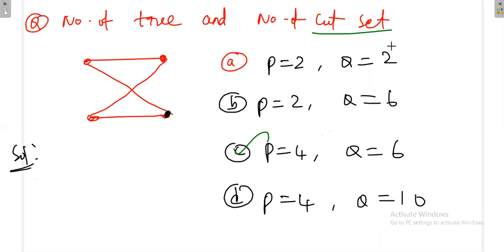Okay, so number of cut sets means you have to apply the general concept. You have to make the graph into two different parts by cutting any number of branches, a minimum number of branches, then the graph will be divided into 2 parts. So once you apply that concept, then again the answer will be C. P is equal to 4 and Q is equal to 4.